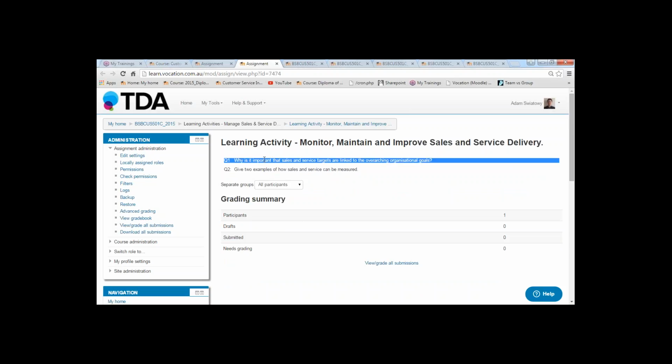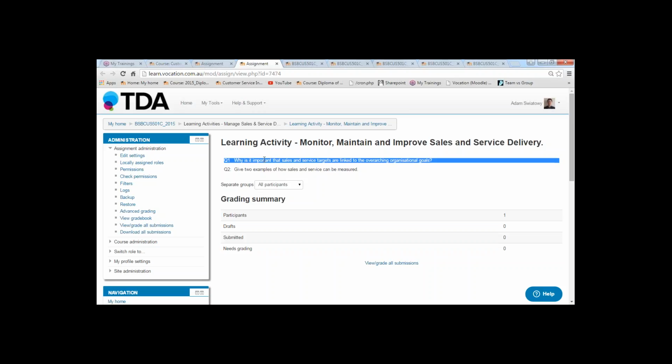So, okay, well, this question is asking why is it important that sales and service targets are linked to the overarching organizational goal? Look, there's a couple of reasons here. I'll answer this from the first point, which I'm going to just say is in relation to human motivation, and then the second one is the link between strategic goals and operational goals. So maybe Alyssa, if you want to talk about strategic and operational goals, I'll just mention the first point, I guess, with human motivation.